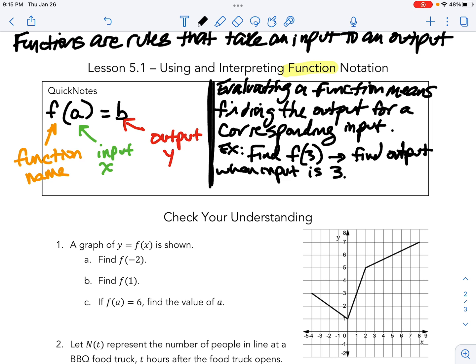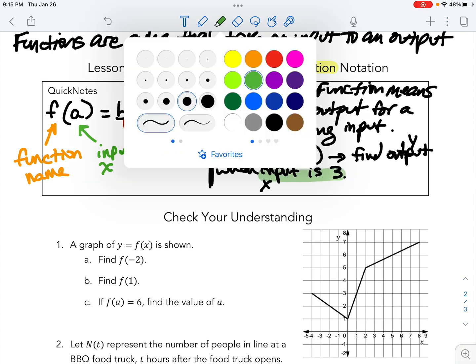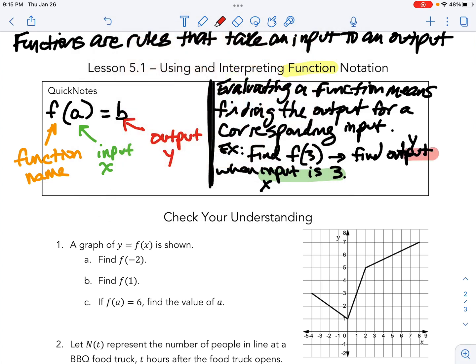is 3. Now we know when we're talking about a coordinate, in this situation, we would usually think to ourselves that the output would be y and our input would be x. So in terms of what we're doing with that, we would anticipate that 3 would be our input and our output would be whatever it is that we find. And we could do that in many ways. We've already taken a look at some tables, some graphs, and we're going to keep on doing that as well.